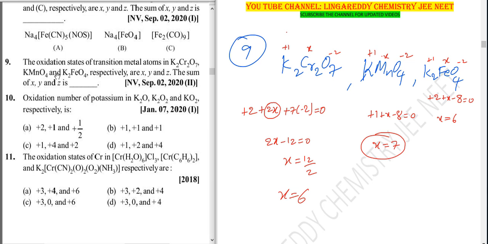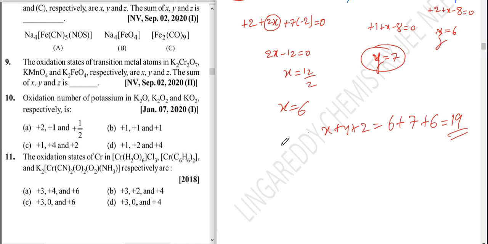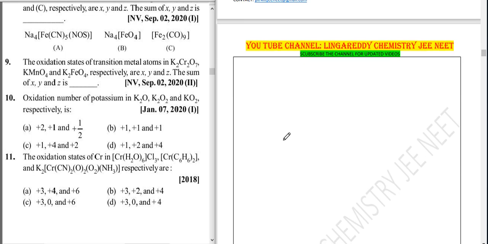Then what is the question here? The oxidation states of transition metals X, Y, Z, the sum of X, Y, Z. So x plus y plus z equals 6 plus 7 plus 6, that equals 19. Ninth question answer is 19. Okay, right. Then question number 10.